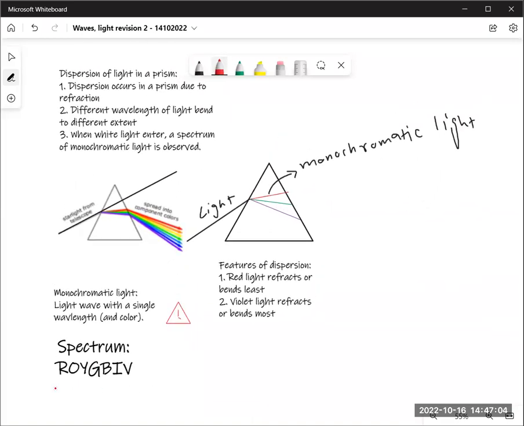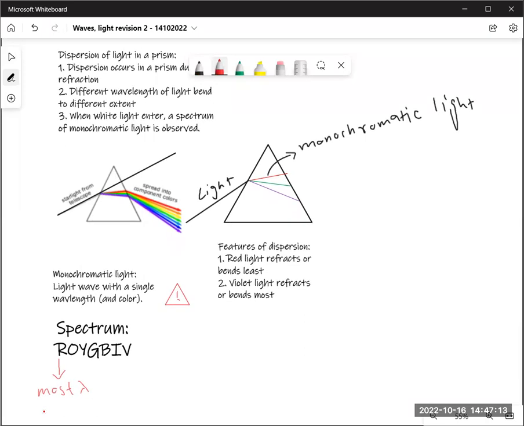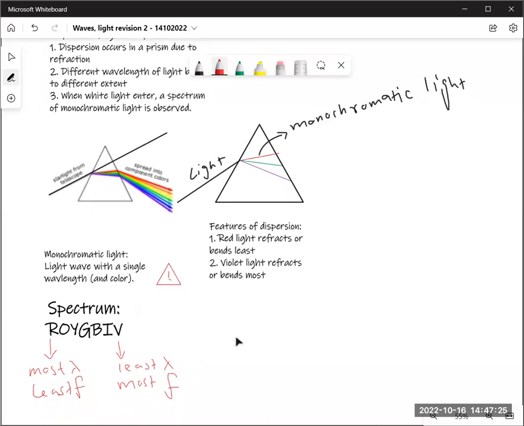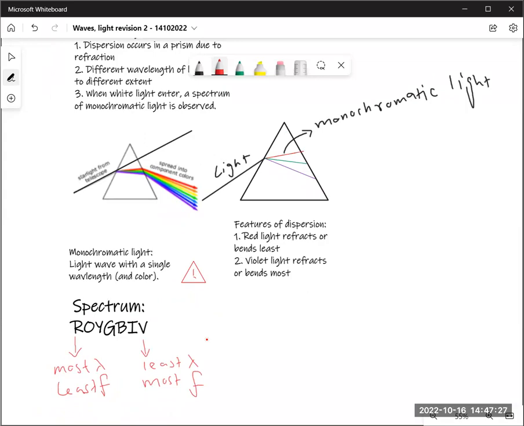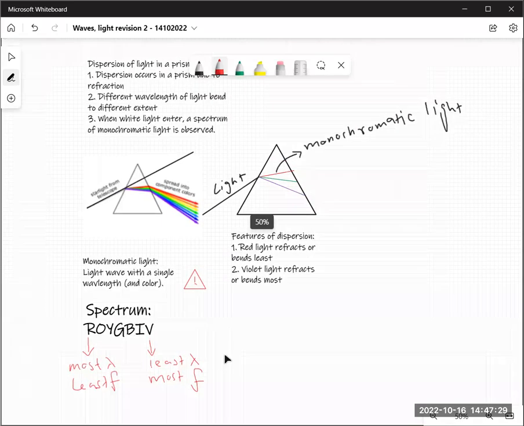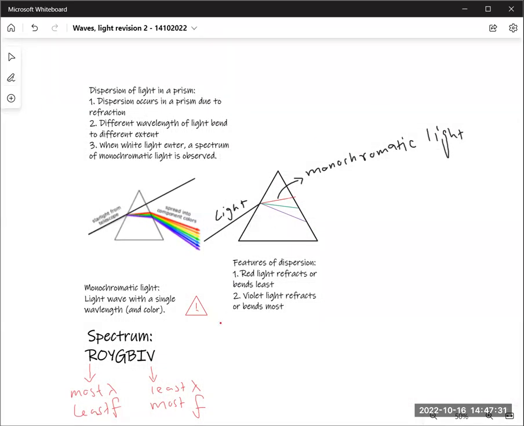Now, you have to write this. One thing you need to write is red has the most wavelength and least frequency. Violet has least wavelength and most frequency. Yes, if you could just remove that toolbar up there. Better? Yes, perfect. One second, I'll take a screenshot and then write it.